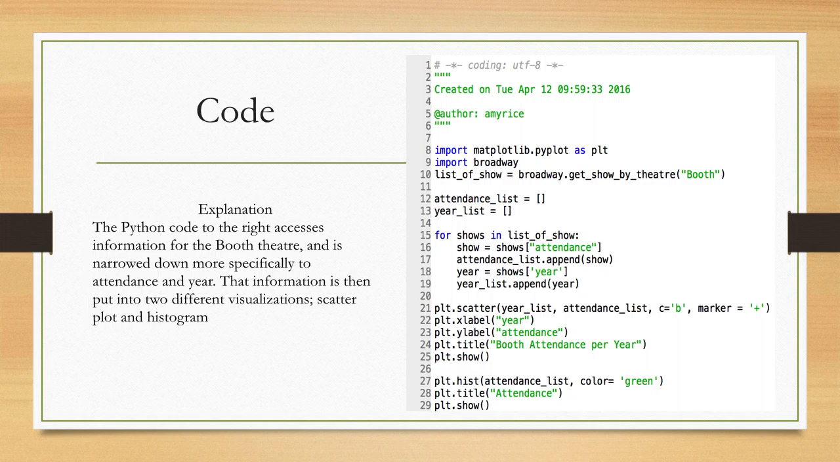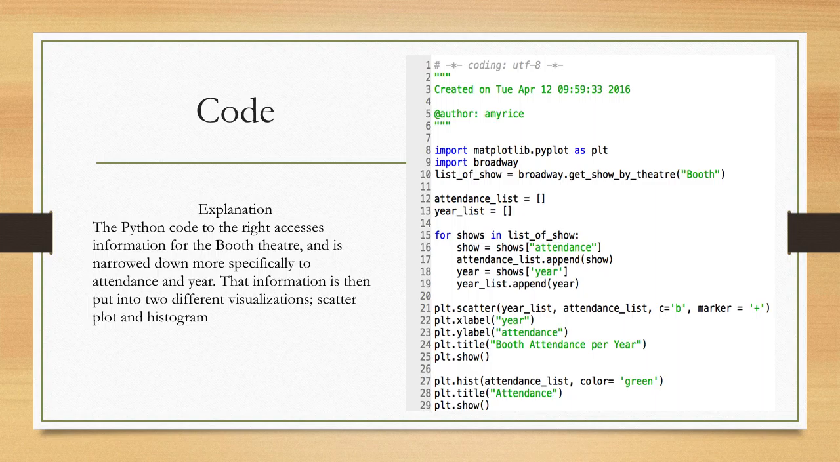Since I'm going to be creating two separate visualizations for the data, I had to start crafting my code by importing plots. Secondly, I had to import all the Broadway information so I had something to look at. Within this Broadway data, I wanted to look at the list of shows specifically for the Booth Theater. So in line 10, I am narrowing my info down to this list of shows that played at the Booth Theater. After that, I had to create two empty lists which I could fill with, one, the list of attendance numbers, and two, the list of years that shows played.